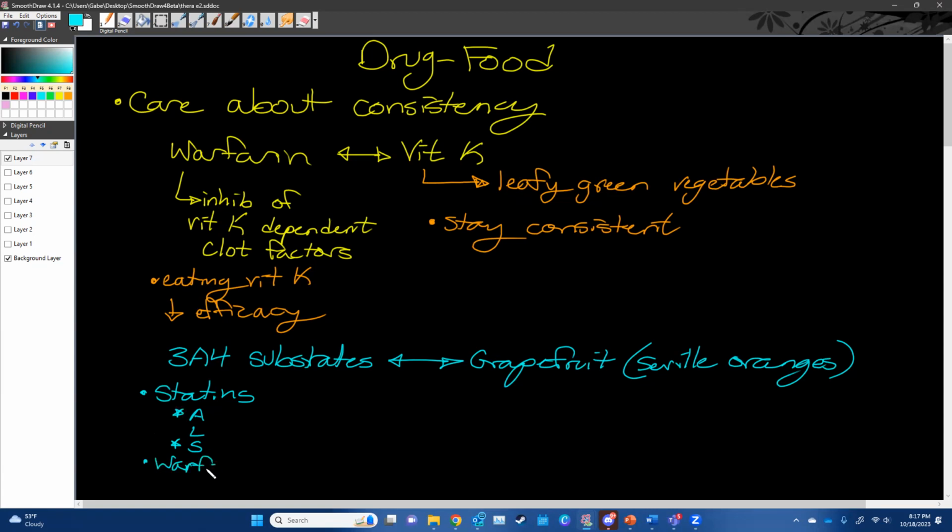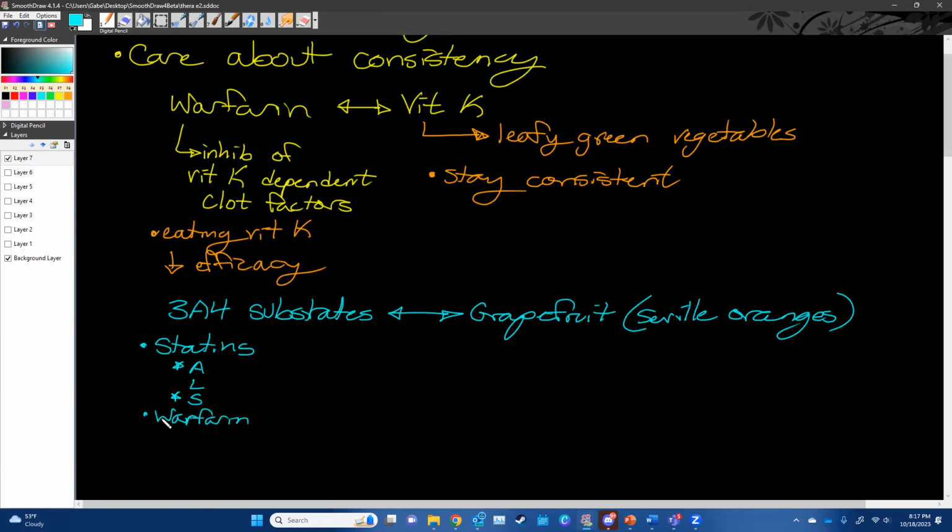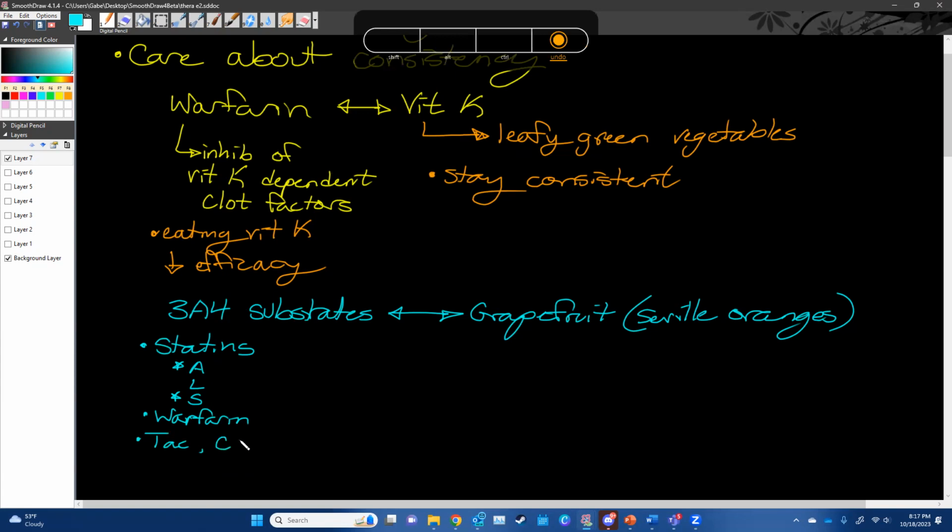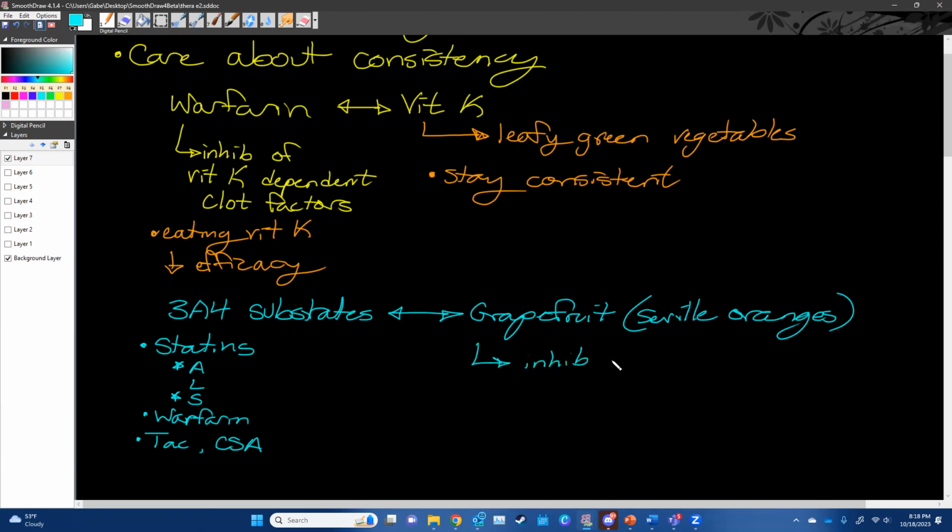Warfarin is a substrate. And then tacrolimus and cyclosporin. All of these are majorly affected by grapefruit. If we inhibit the metabolism of statins, what side effect are we going to see with statins?